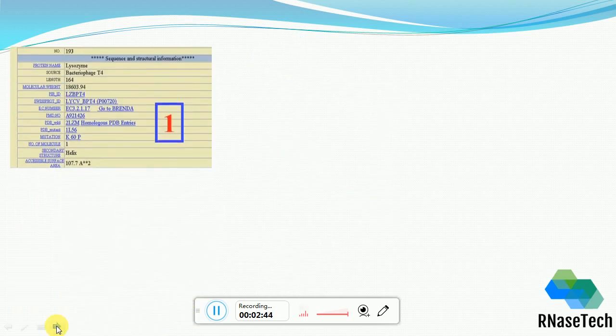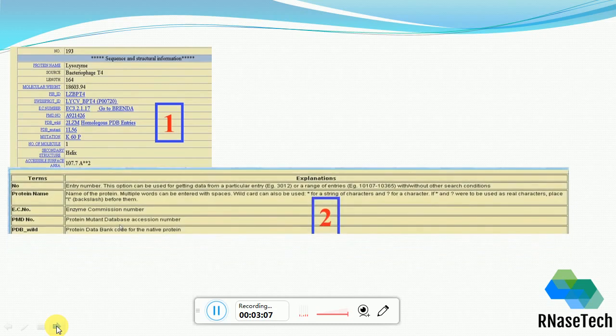So this is a snippet of a database. It's a thermodynamic database maintained by IIT Chennai. If I'm searching for a protein named lysozyme, this is the result I am getting. Here you can see certain terms: PRIID, then PDB mutant, then PDB wild. If I'm not a biological person, these things are not easy for me to understand. So like I said, there should be a proper representation of these short forms. Here it is written that PMD number is protein mutant database accession number, and PDB wild is the Protein Data Bank code for the native protein.